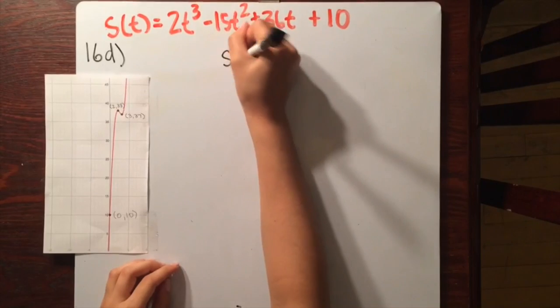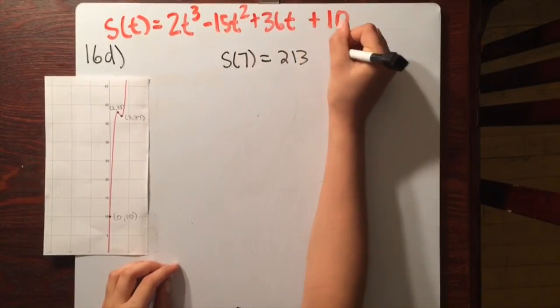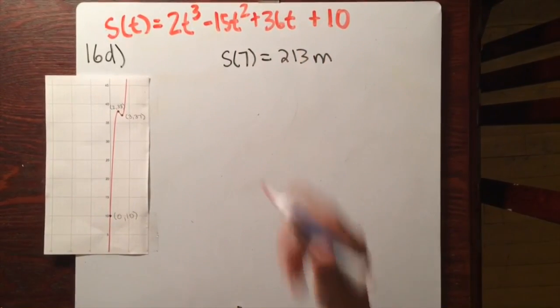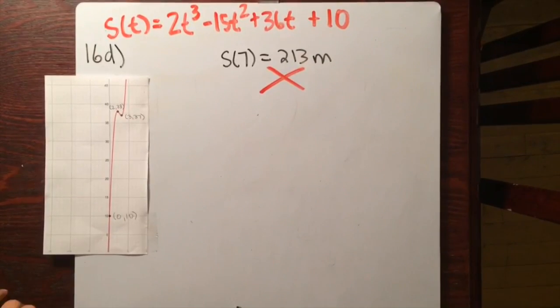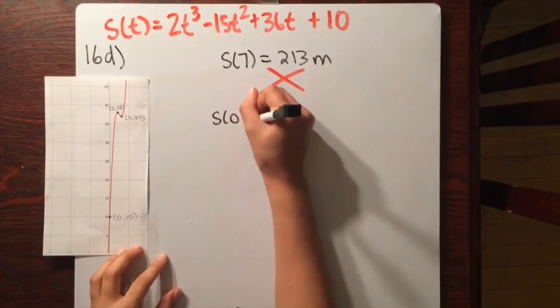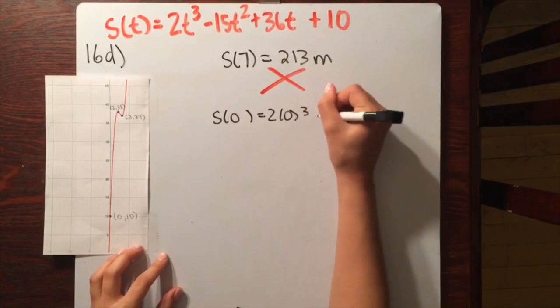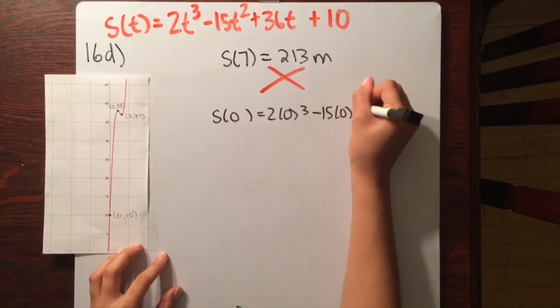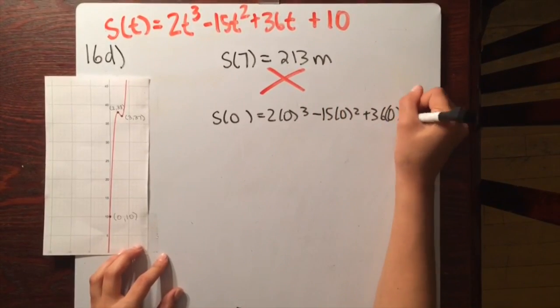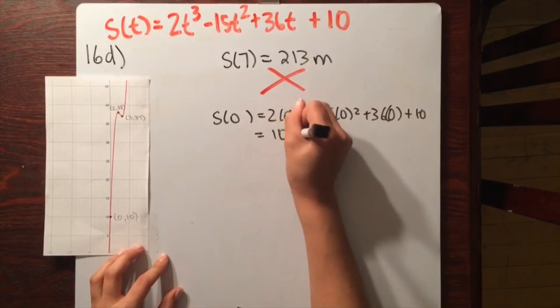In 16D, we must determine the total distance traveled by the object during the first 7 seconds. A common mistake is to sub 7 seconds into the position function, which gives us 213 meters. We will use this for the calculation, but this is not how you solve for the total distance traveled, but the distance of the object at 7 seconds.